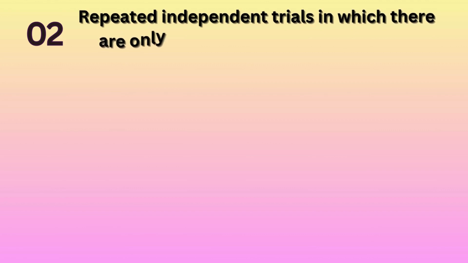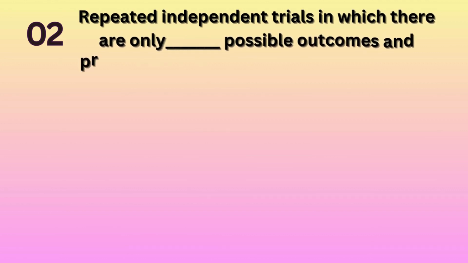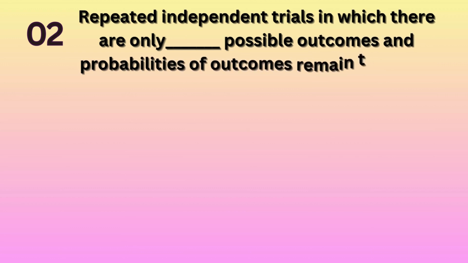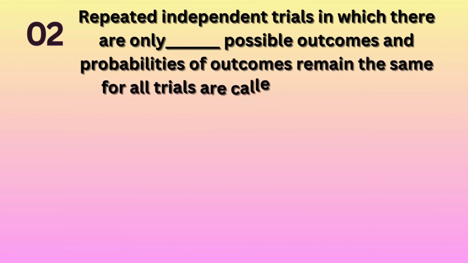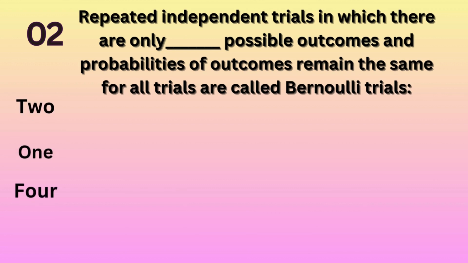Repeated independent trials in which there are only blank possible outcomes and the probabilities of outcomes remain the same for all trials are called Bernoulli trials. The options are 2, 1, 4, 3. The right option is 2, because a Bernoulli trial has only 2 possible outcomes.